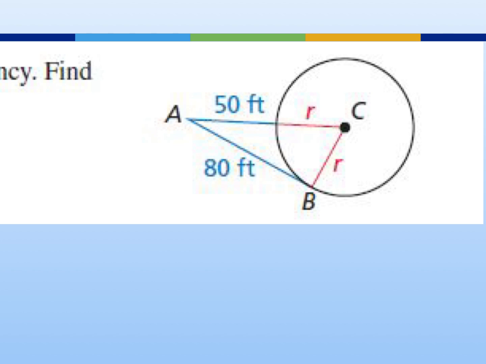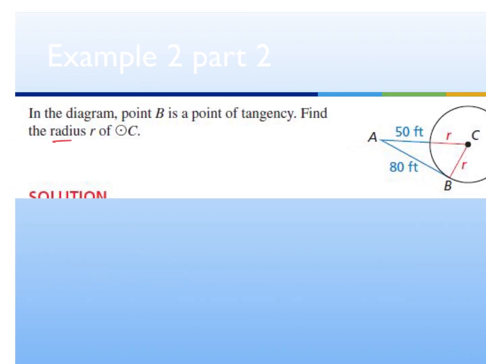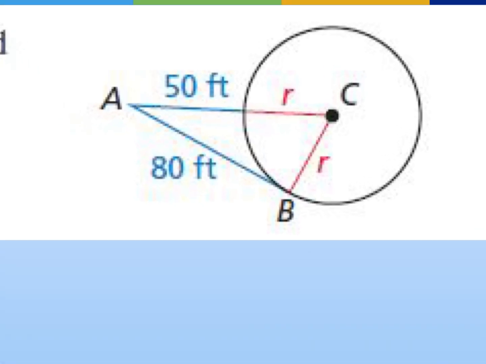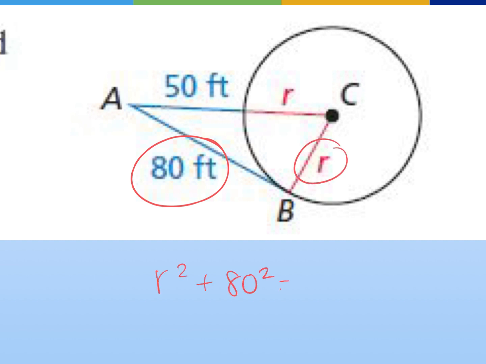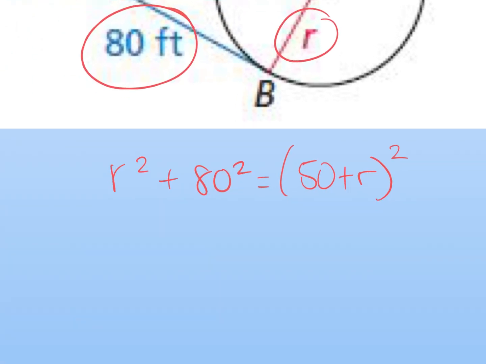Why don't I multiply 39 by 2? It wanted the radius, right? If it wanted the diameter, then you would multiply it by 2. But if it just wants the radius, just solve for r. Let's go ahead and solve this one. What are my legs, guys? 80 and r. So we're going to set up r squared plus 80 squared equals, what's the hypotenuse, peeps? 50 plus r, and then we're squaring it.